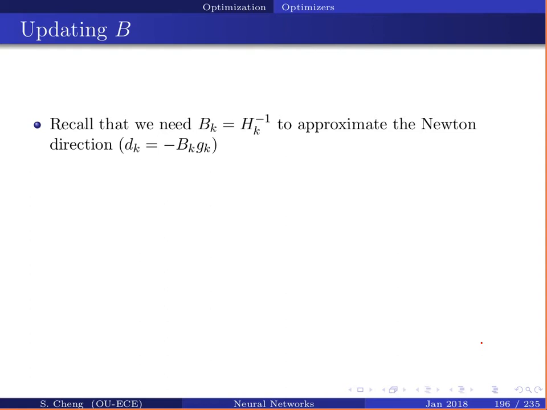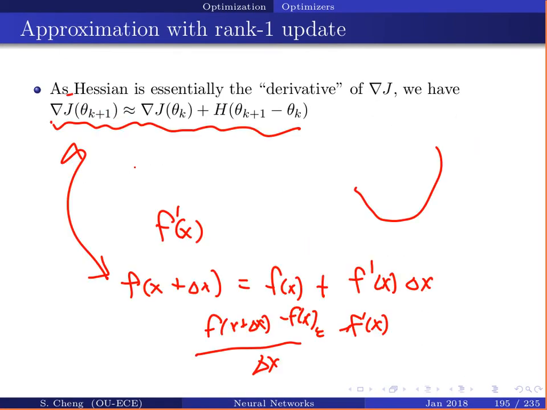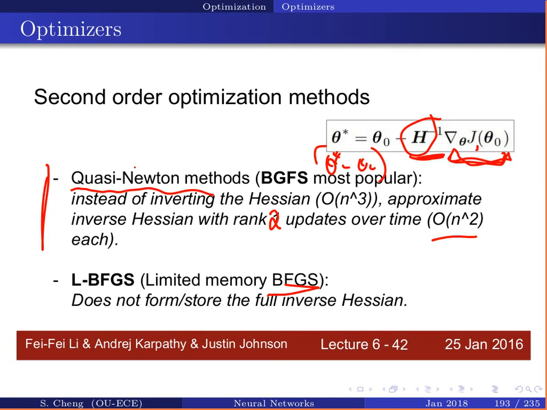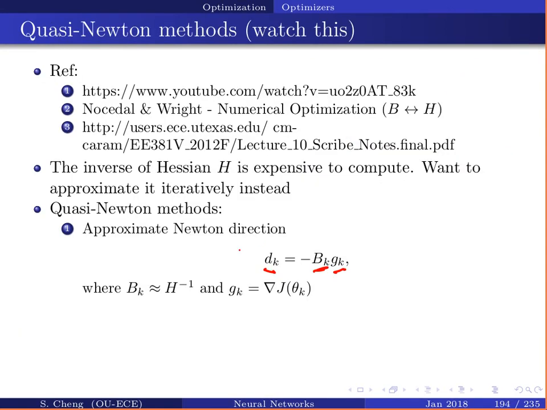Note that if we define B as inverse H, then we will have an approximate direction. If we want to approximate the direction, it's simply this one, given earlier, just this one here.